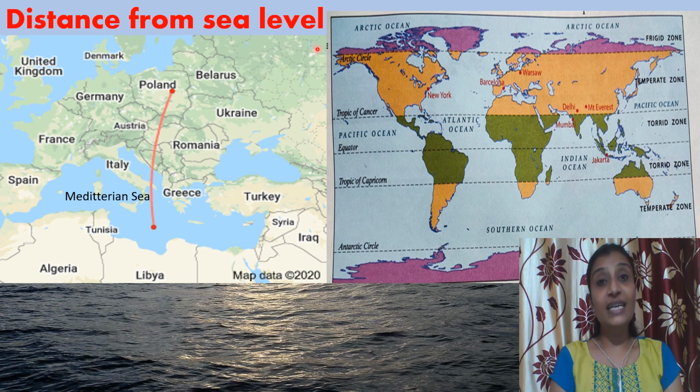We have seas in some places. Okay children? The sea also affects the climate of places that are near to it. You try this thing at home. Take a bowl of water and keep it in the sun. After an hour, you have to check whether the land is hot or the water is hot.